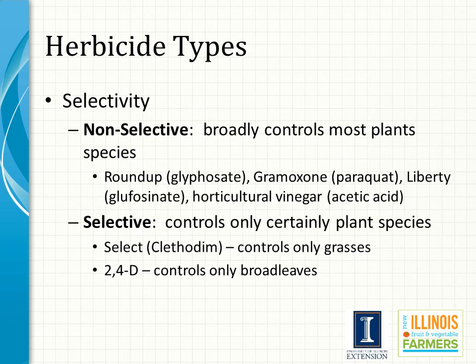Another way we classify different types of herbicides is by selectivity, basically by saying what weeds they control. Non-selective herbicides broadly control most plant species. Some examples of this would be Roundup, Gramoxone, Liberty, or Horticultural Vinegar. Also, we have selective herbicides. These are herbicides that control only certain plant species. One example of this would be Select, which is a product that controls only grasses. Also, we have 2,4-D, which is a product that only controls broadleaves.